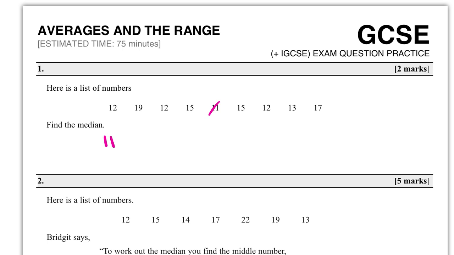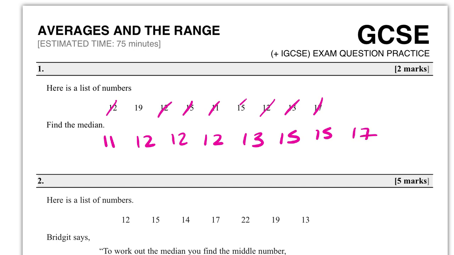11, 12, 12, 12, 13, 15, 15, 17, 19. Okay, amazing. So now we need to find the middle. When I like to find the middle, I'm just going to cross out: the two last ones, then the next two, then the next two, then these two. So right in the middle is 13, absolutely.